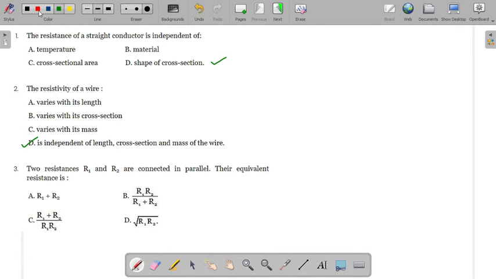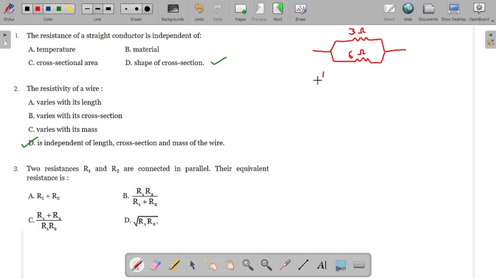Now moving on to the next question: two resistances R1 and R2 are connected in parallel, their equivalent resistance is. This is a very common question, and there is a very big reason to put this question in the worksheet, because most of the time it is seen that, suppose I have taken two resistances over here, and I say that this is a 3 ohm resistance and this has 6 ohm resistance, then what is the value of net resistance?